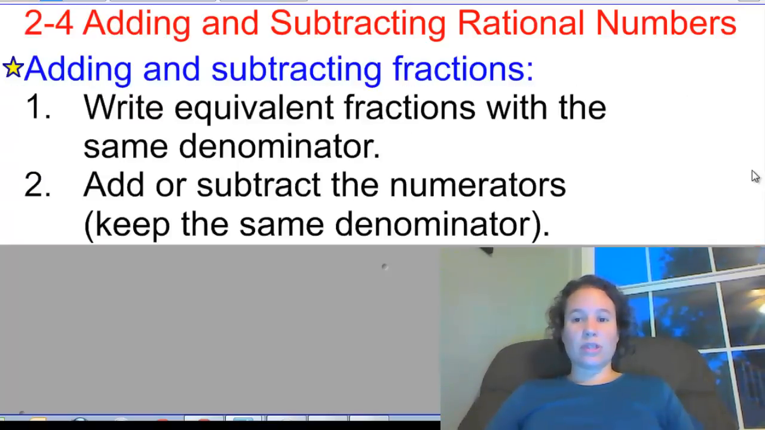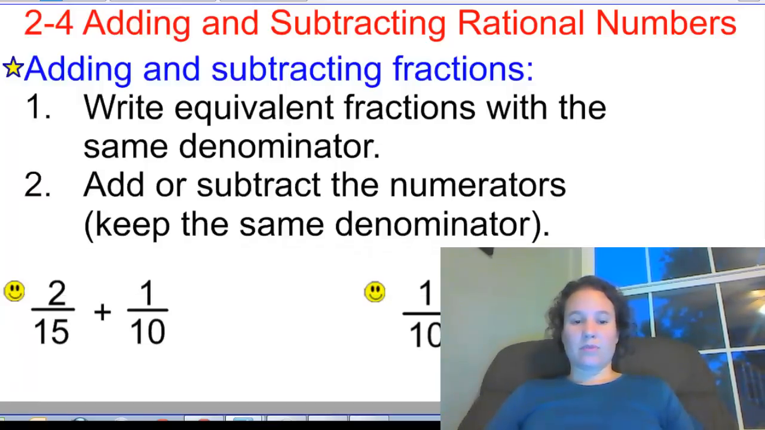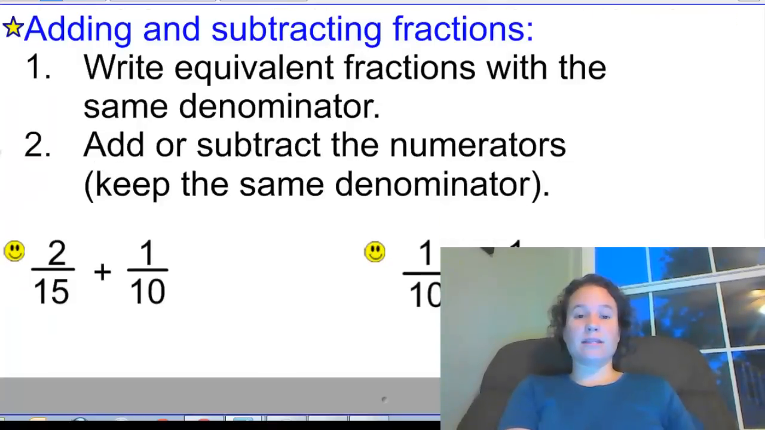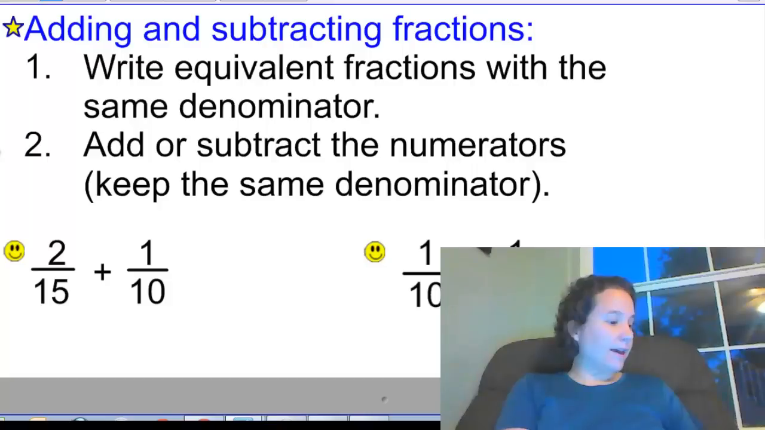There are two steps if we're just dealing with simple fractions. We write equivalent fractions that have the same denominator, and then we add or subtract the numerators and keep the denominator the same. So here's an example of what that would look like. We're going to write these two fractions so that we have two fractions that are equivalent, but again with the same denominator.